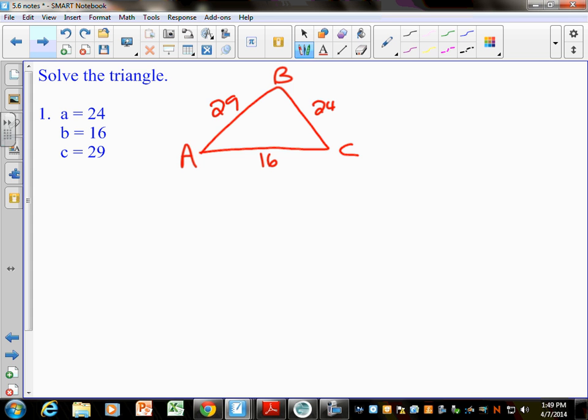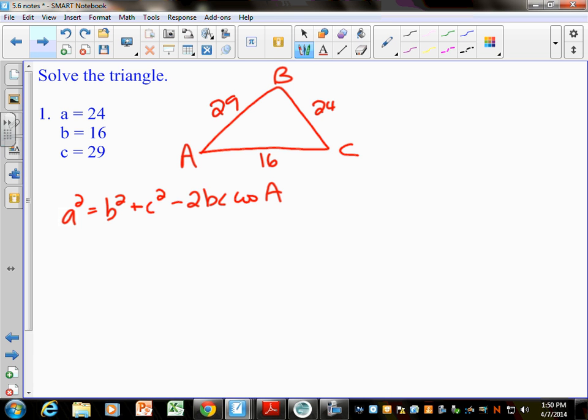Let's just do A first in the alphabet. So I'm guessing, I don't know, we could do either one. We could use this one: A squared equals B squared plus C squared minus 2BC cosine of A. And we can plug everything in and move it over. That's what I'm going to give you on the test.